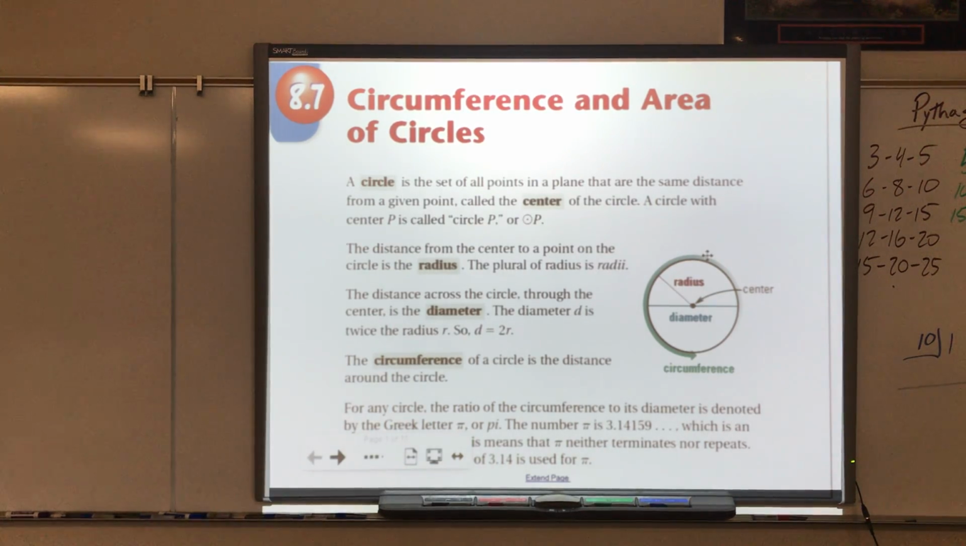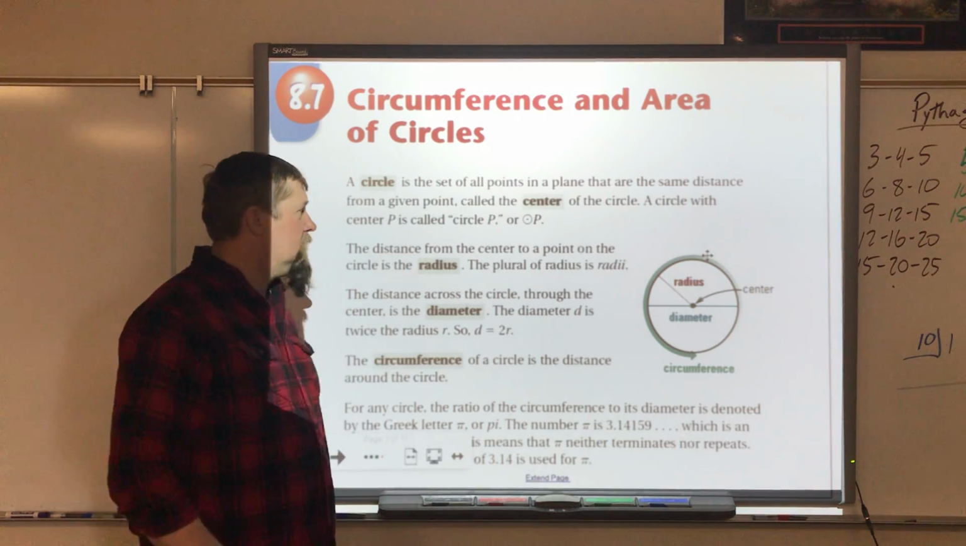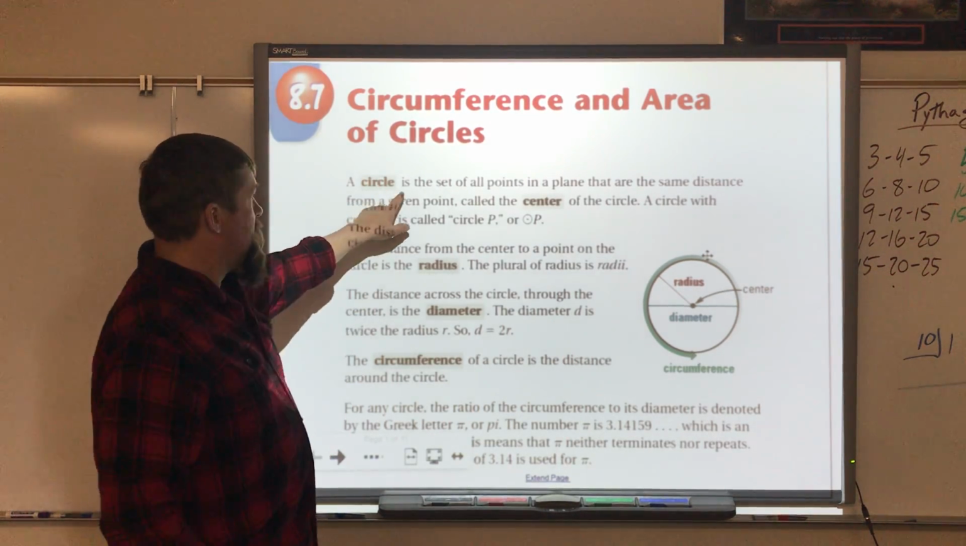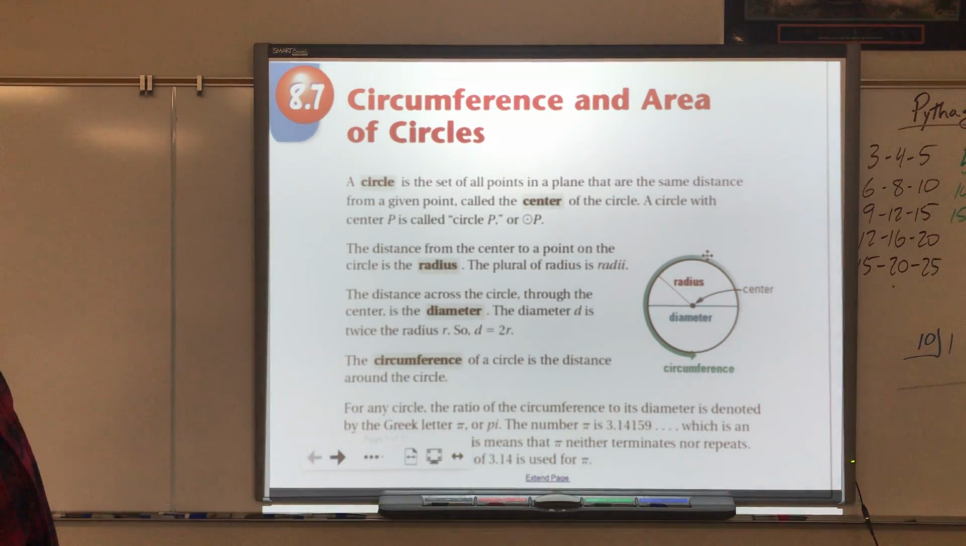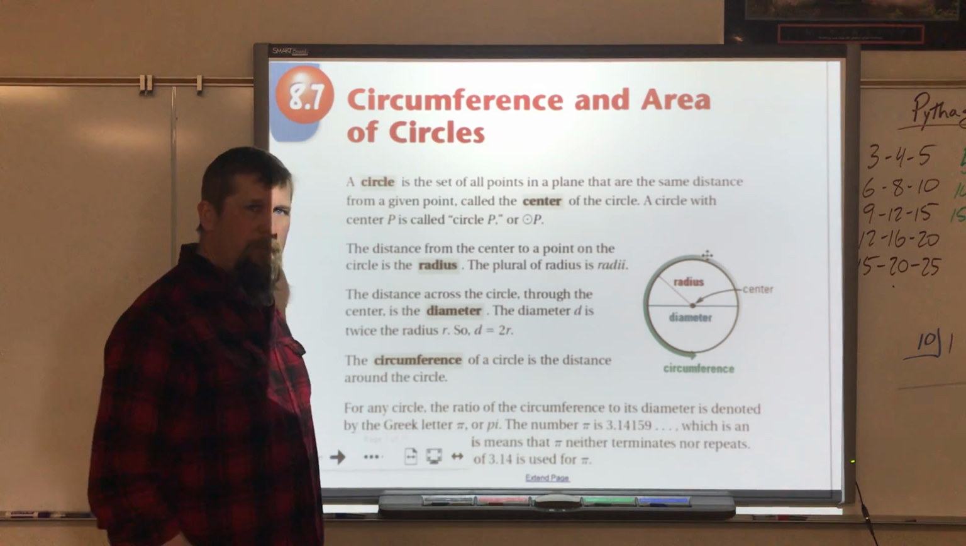Section 8.7 is on circles. Circumference and area of circles. A circle, just reading this right out of the book here, so follow along in your book. A circle is a set of all points in a plane that are the same distance from a given point.